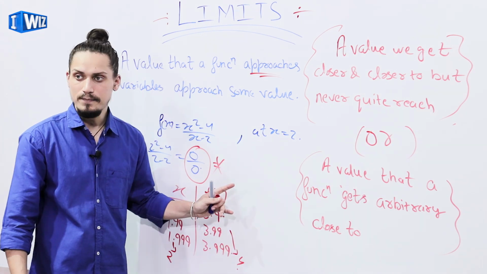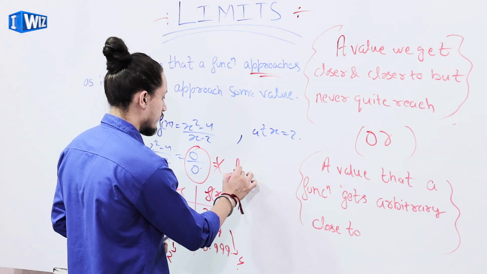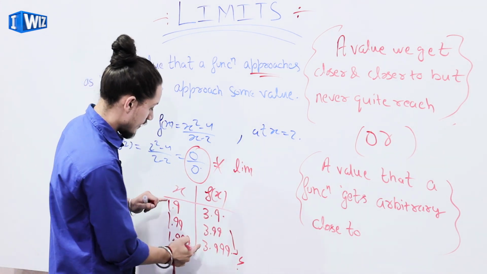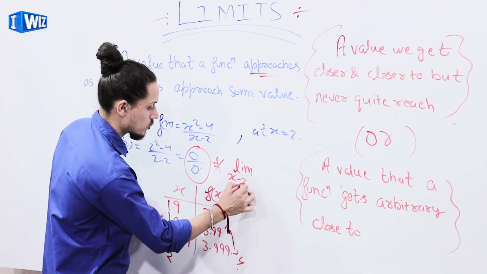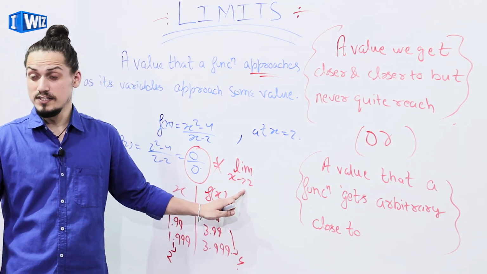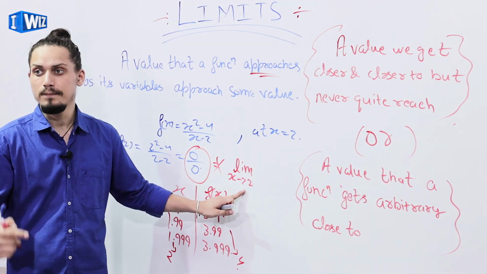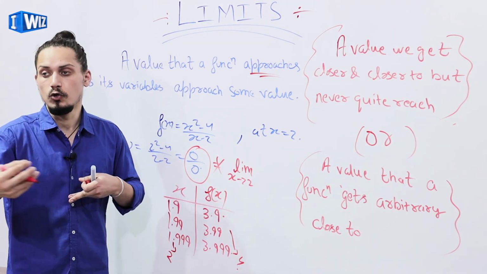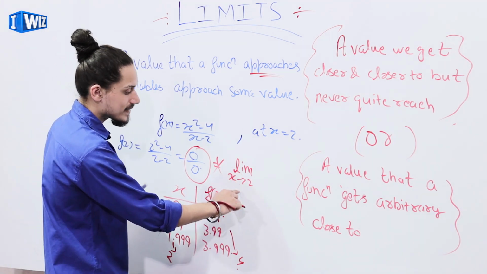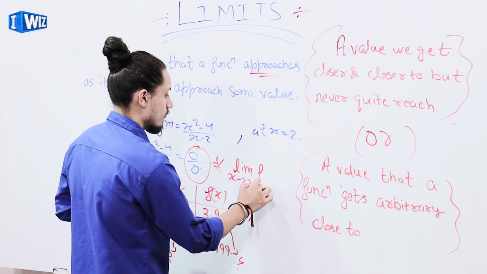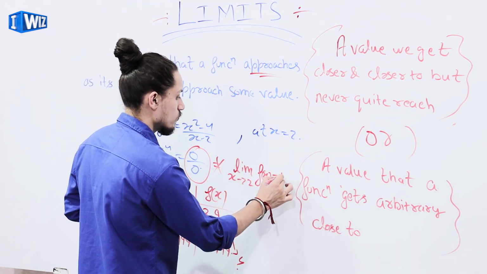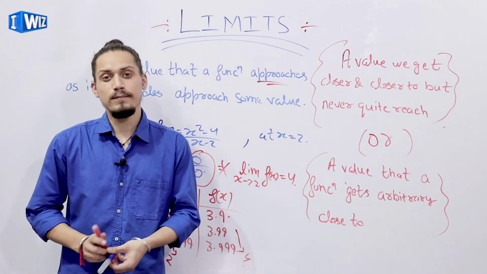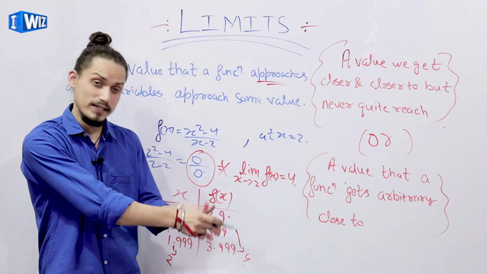So I can write it mathematically as limit x approaches 2. Limit x approaches 2 doesn't mean x is equal to 2. It means x is reaching there slowly. So as limit x approaches 2, the value of f(x) is equal to 4. I hope we were able to clear the concept of limits using these two examples.